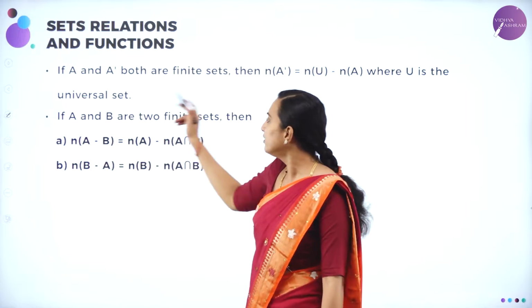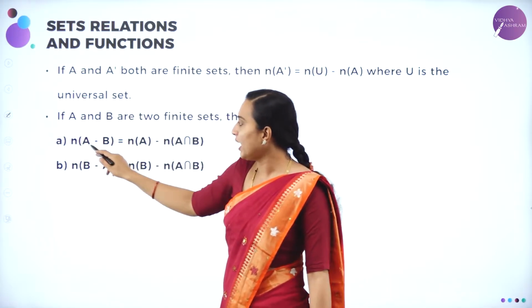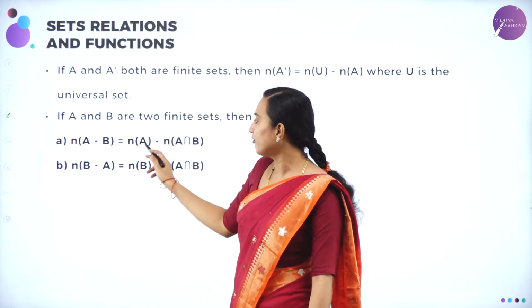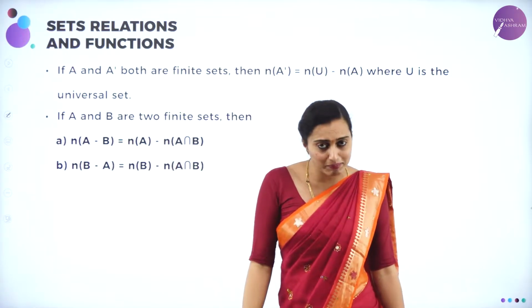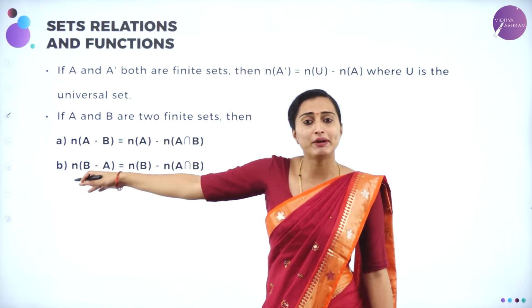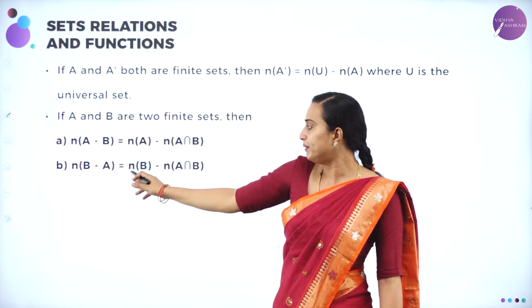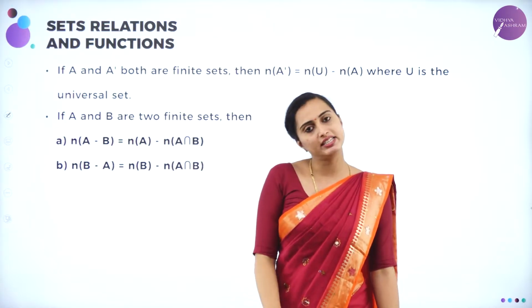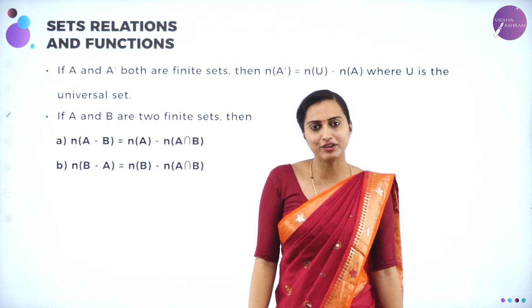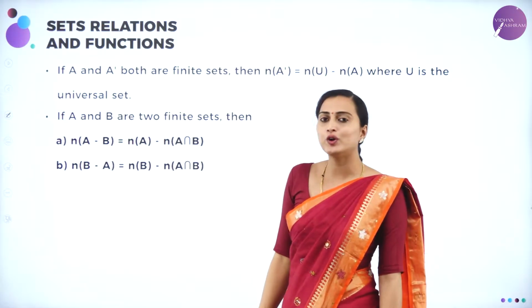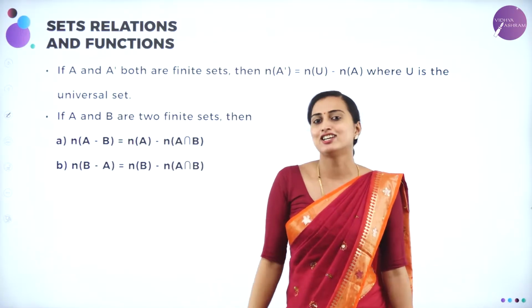We'll be moving on to the next formula. If A and B are two sets, then n of A minus B is equal to n of A minus n of A intersection B, and the number of elements of B minus A can be written as n of B minus n of A intersection B. That's it. Are you getting this one? So we'll be moving on to the problems based on these formulae.